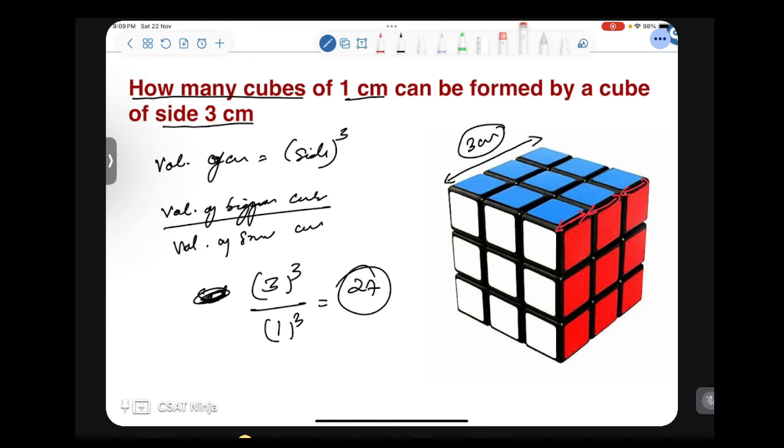So which means if you have a cube of side 3 centimeter, and if you cut, excuse me once again, I think one of our friends is finding difficulty, I guess.